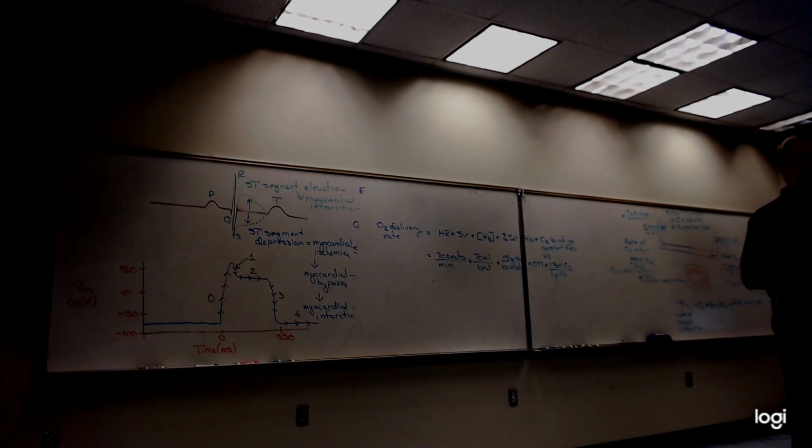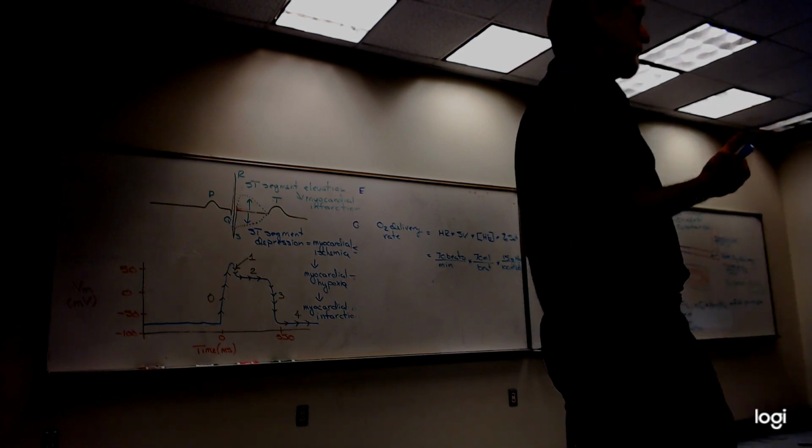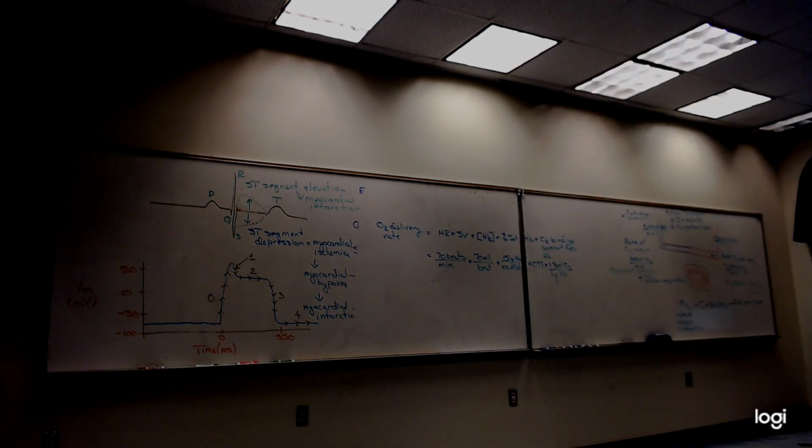So here's an interesting thing. You can rewrite that equation. If you know the rate of oxygen consumption, and you know the arterial oxygen content and the venous oxygen content, then you can calculate or determine cardiac output.